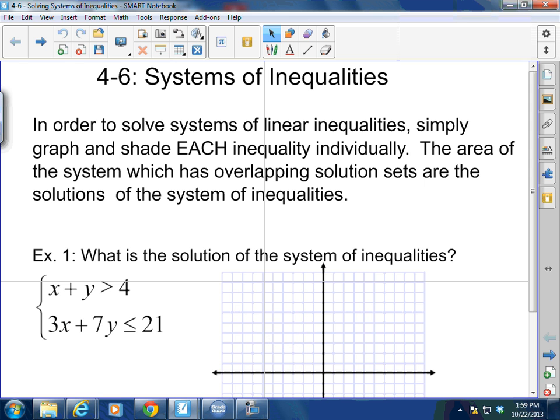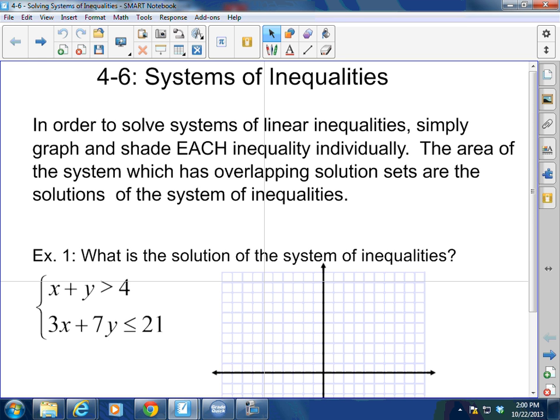All right, let's do this, guys. 4-6, system of inequalities. By the way, don't freak out. I did this on purpose. I knew that you could handle these two. If you can graph an inequality, you can graph a system.